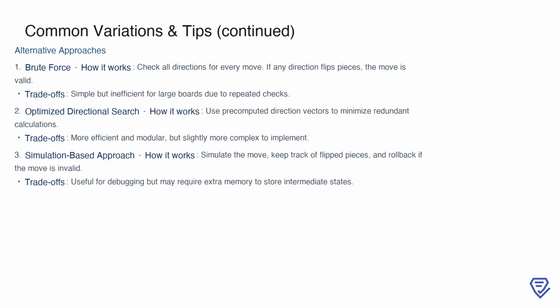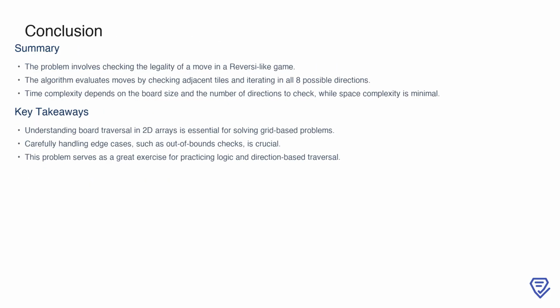Another technique is the simulation-based approach, where you simulate the move, keep track of the flipped pieces, and roll back the changes if the move is determined to be invalid. This approach is particularly useful for debugging but may require additional memory to store intermediate states. Each of these methods has its trade-offs, and the best choice depends on the specific requirements and constraints you're working with. Great job following along.